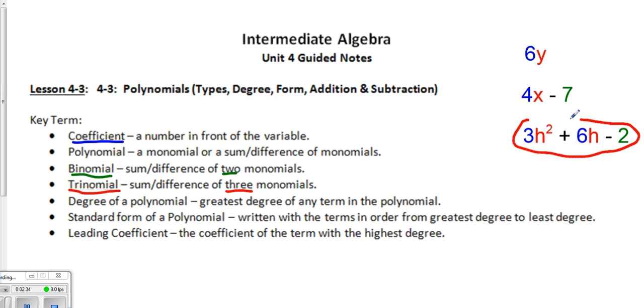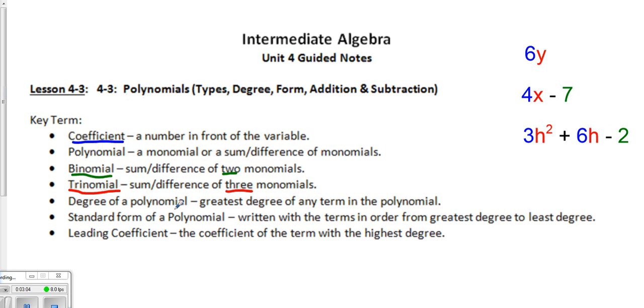Again, these are all polynomials. Poly meaning many. So that's just kind of a prefix meaning there could be a lot of terms. It's as many terms as we want to call it. These ones are specific. Binomial, 2 terms. Trinomial has 3 terms. This 3h squared plus 6h minus 2. 1, 2, 3 terms. That would make it a trinomial.